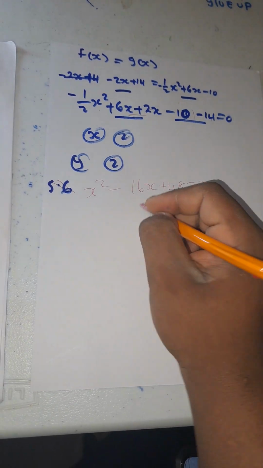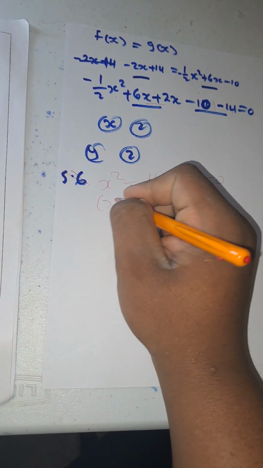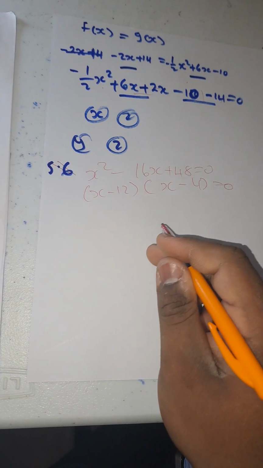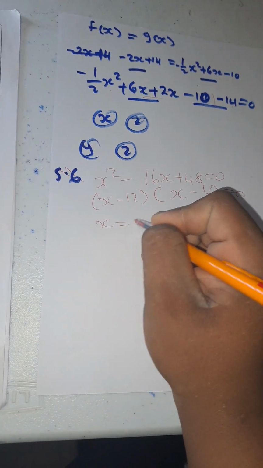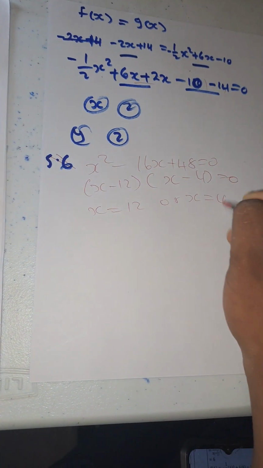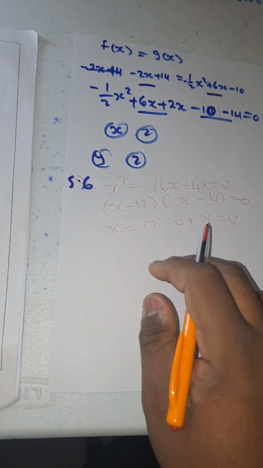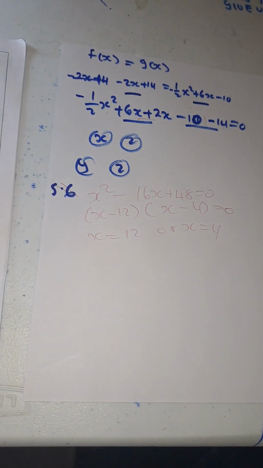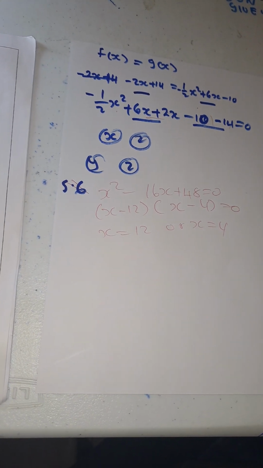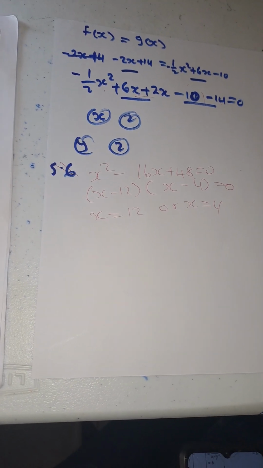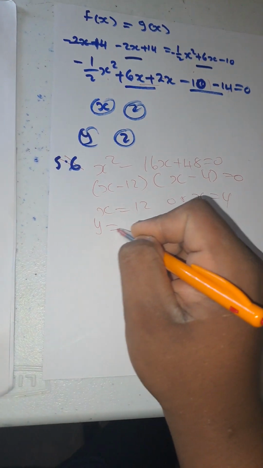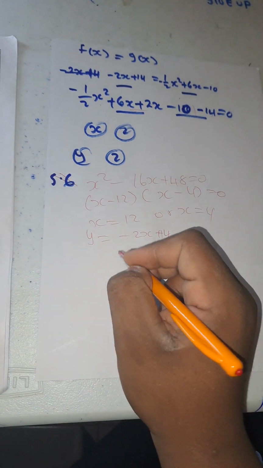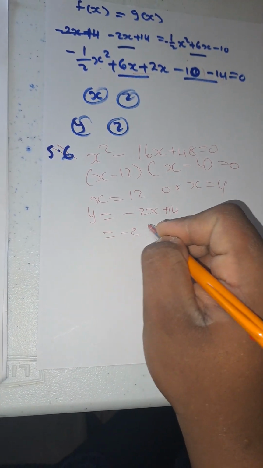Okay, that's what I get, and then it's gonna be x minus 12, x minus 4 is equal to 0. Then my x is equal to 12, or x is equal to 4. Now I'm gonna choose between the two equations, right? I'll have y is equal to negative 2x plus 14. I'm gonna choose the shorter equation. Where there is x, I put 12.